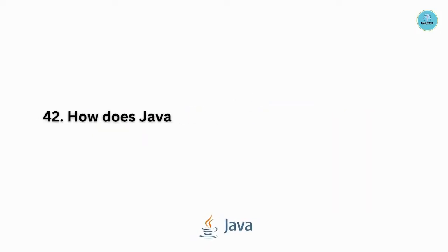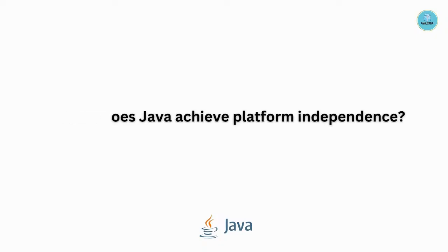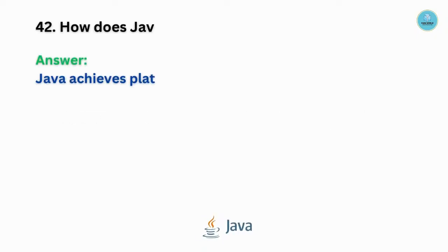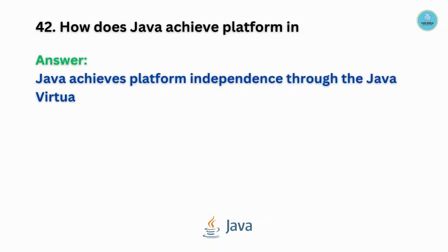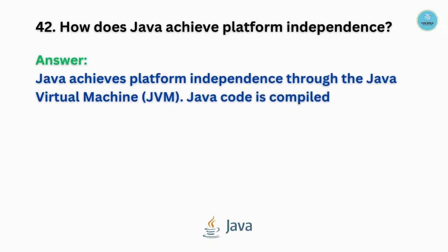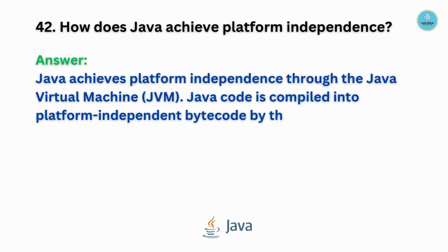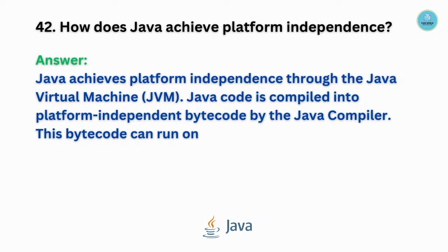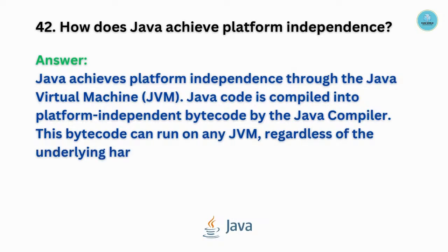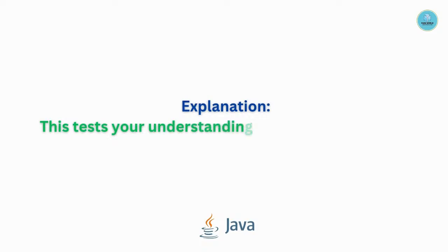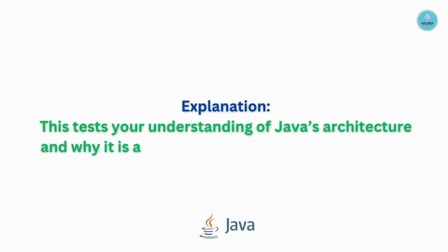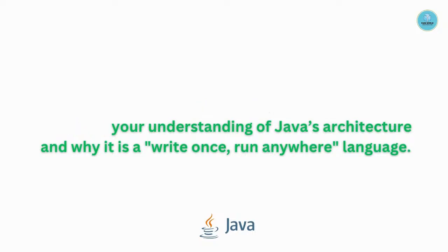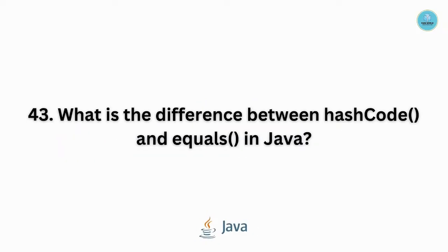Question number 42. How does Java achieve platform independence? Java achieves platform independence through the JVM, that is the Java Virtual Machine. Java code is compiled into platform independent bytecode by the Java compiler. This bytecode can run on any JVM regardless of the underlying hardware or operating system. This tests your understanding of Java's architecture and why it is a WORA, that is the write once run anywhere language.